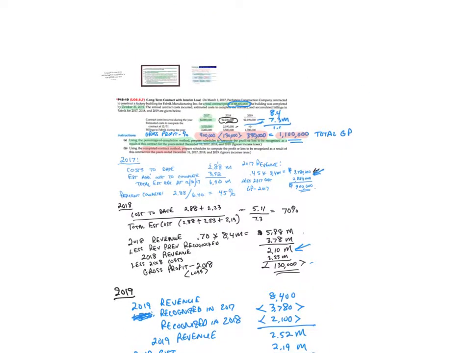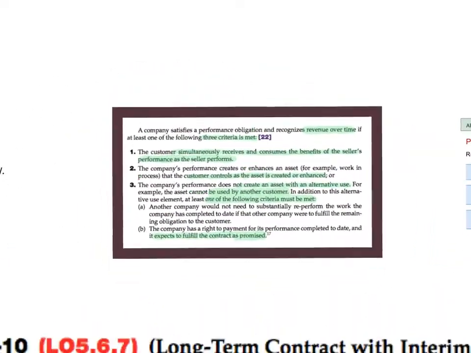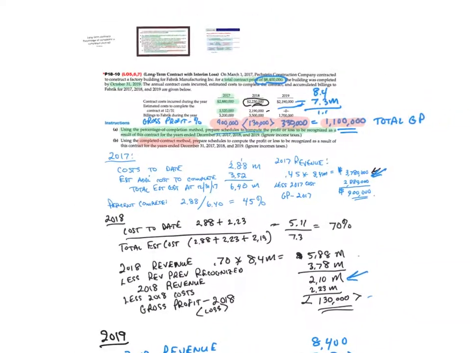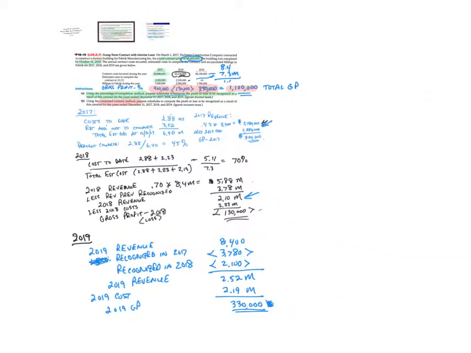And let's go back and revisit this. If we were to bring this up, in a long-term construction project, we do it if the performance doesn't create an alternative use that can be used by another customer, and at least one of the following criteria is met. Number one, another contractor can't just step in and complete the project without substantially starting over. Or number 2, or B here, the company has a right to payment along the way for its performance completed to date. And typically that's how it's handled. So there you have an example of percentage of completion and completed contract accounting.